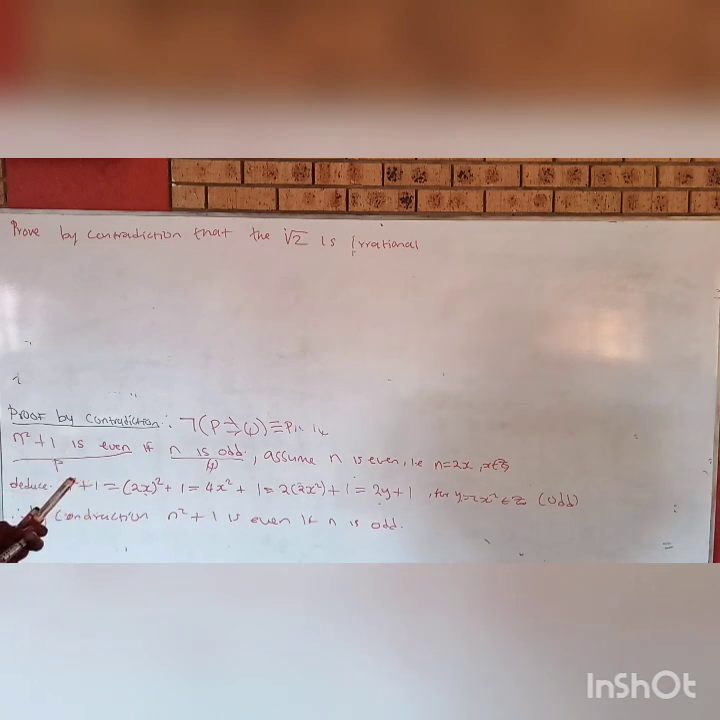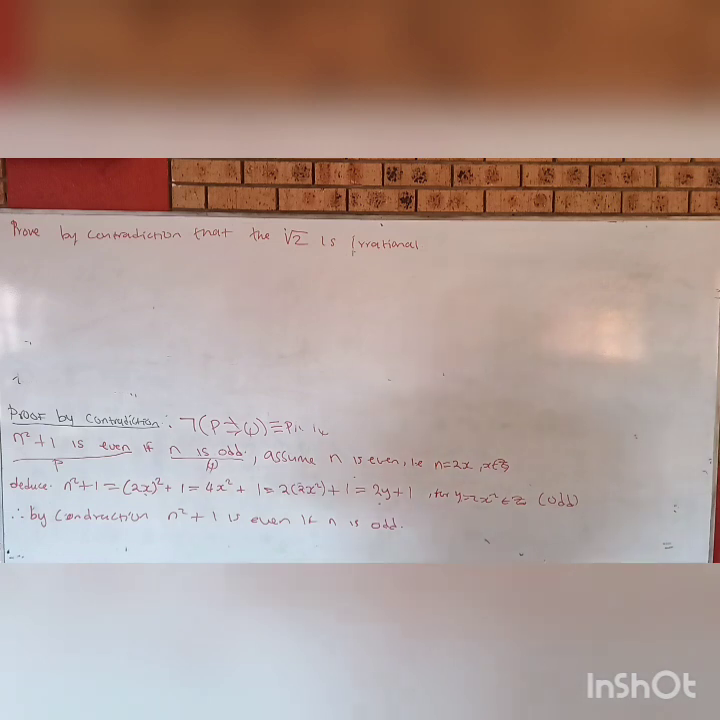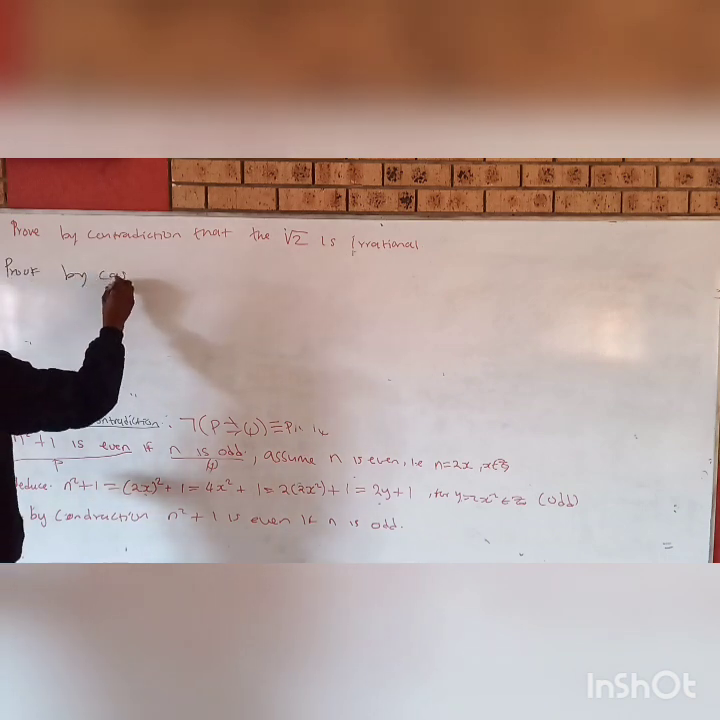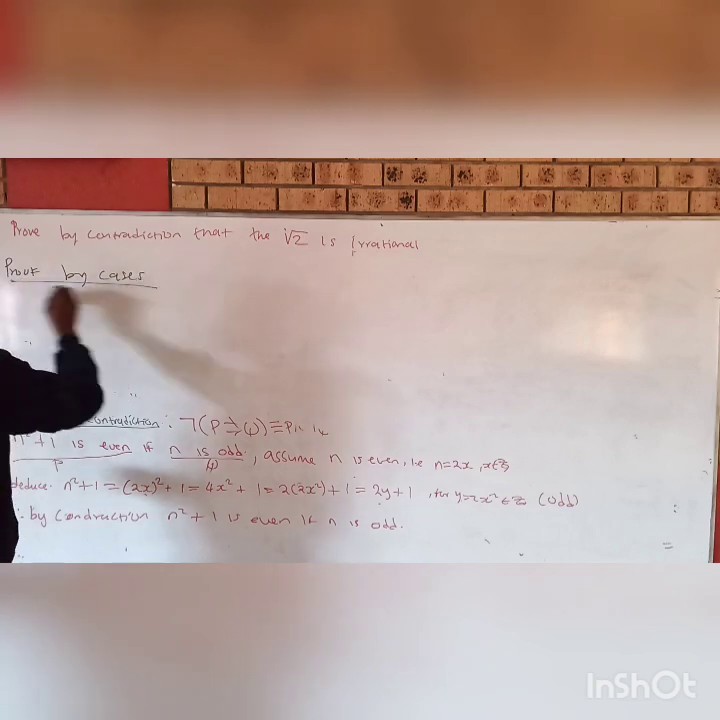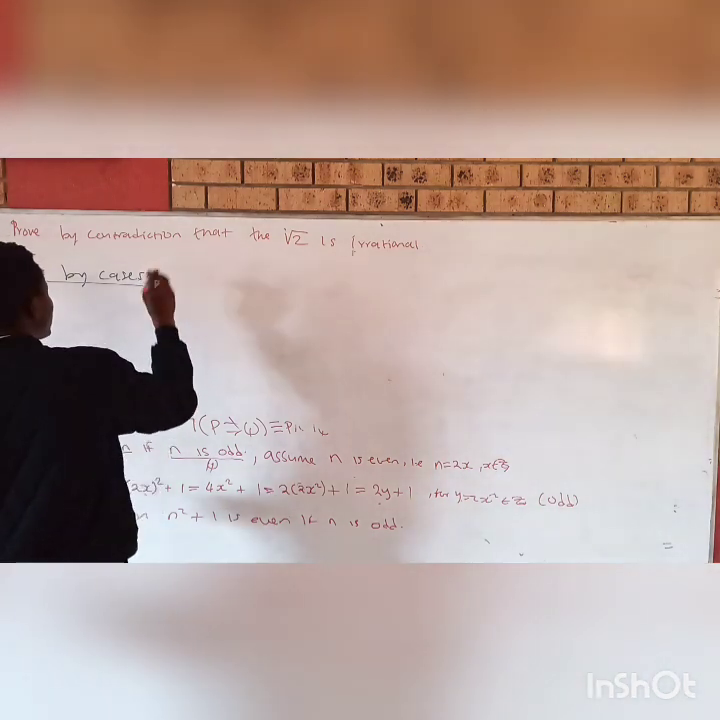So let's go to the last proof. I'll only give one example, then I'll give you your exercise to go and try. Prove by cases. So this one is proof number 3. We're done with the indirect. Now I'm coming to number 3, prove by cases. So here we prove by cases the truth value of a statement. So let's start with this one.